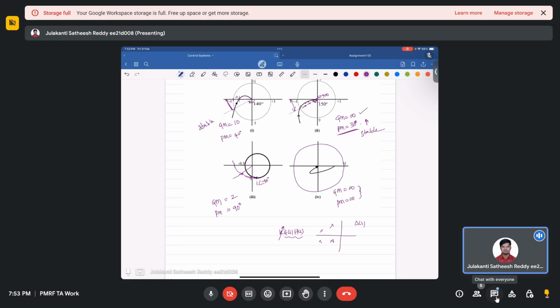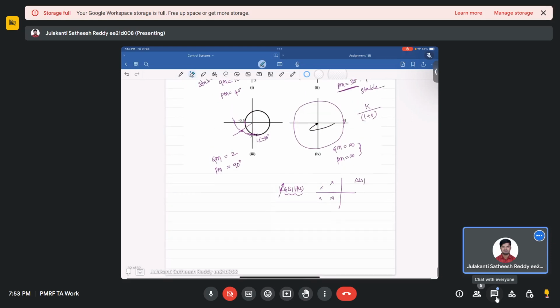So if you talk about k by 1 plus s, suppose. For a step input, always it will give that. Now you have a first order system like this, a capacitor. Now you close the switch. Now always it will give this way.